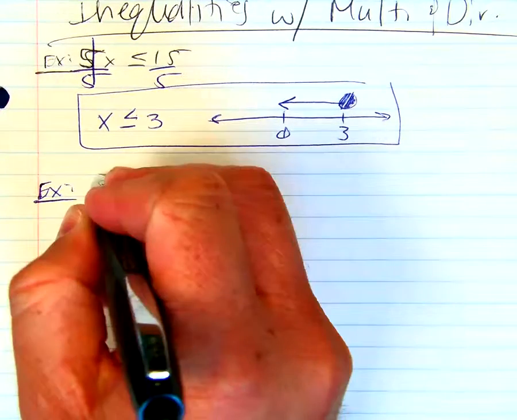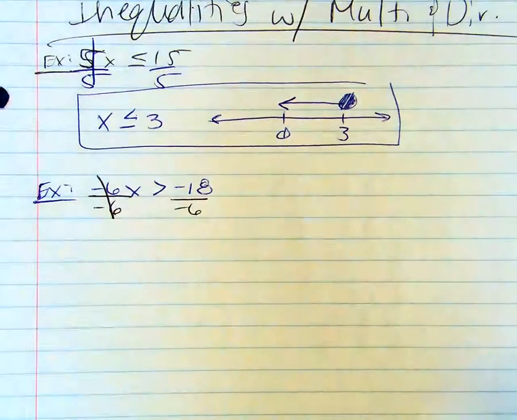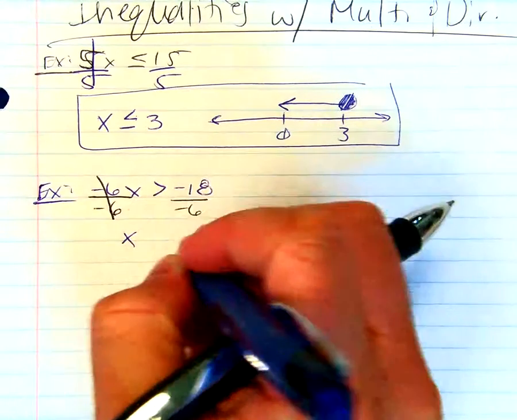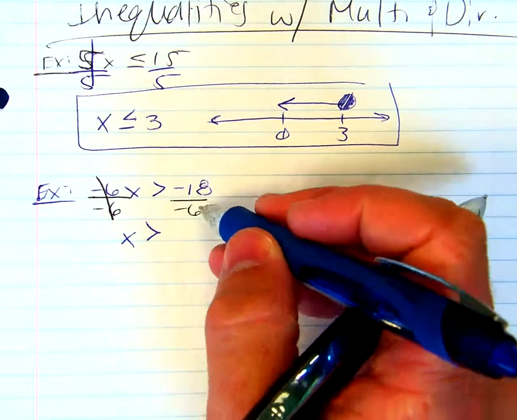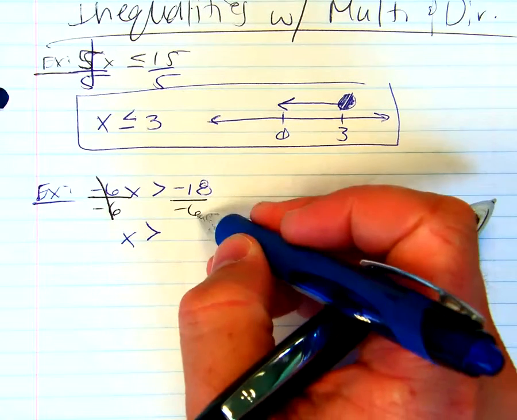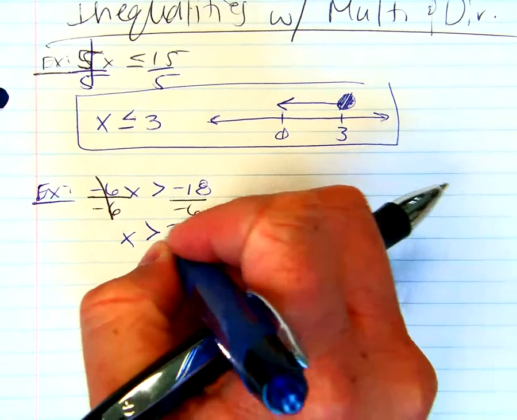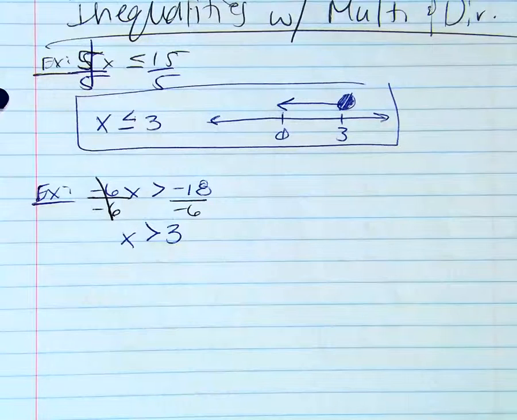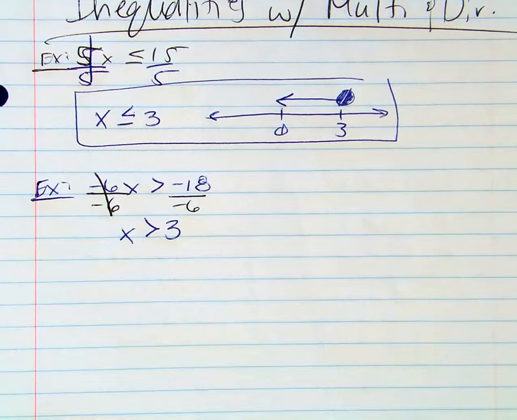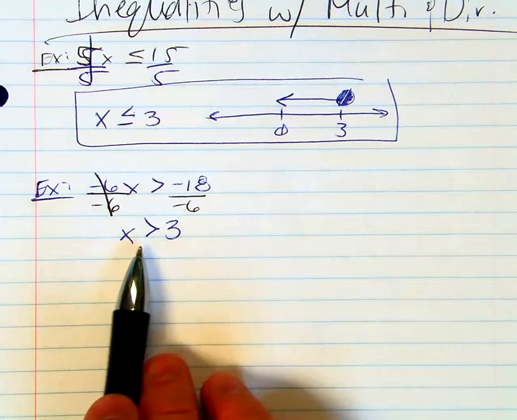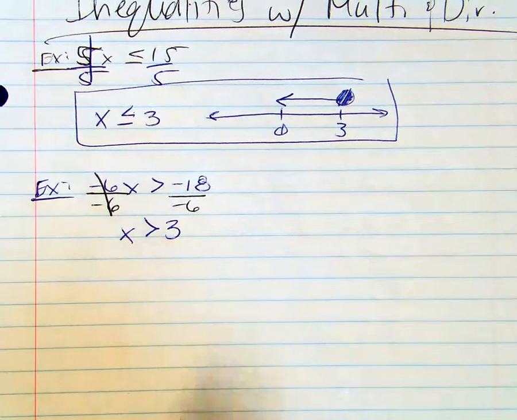So negative 6 divided by negative 6, that's 1, so it goes away. So I do have x. It says greater than. What's a negative divided by a negative? It's a positive, and 18 divided by 6 should be 3. And this is completely wrong.